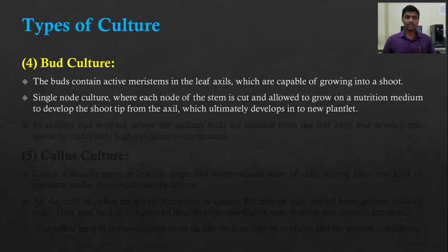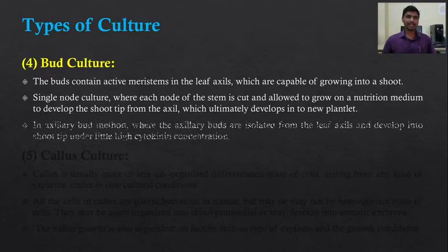Single node culture, where each node of the stem is cut and allowed to grow on nutrition medium or culture medium to develop the shoot tip from the axil, and which ultimately develops into a new plantlet by the formation of the roots. Similarly, the axillary buds we can also use, where the axillary buds are isolated from the leaf axils and develop into the shoot tip under a little high cytokinin concentration.